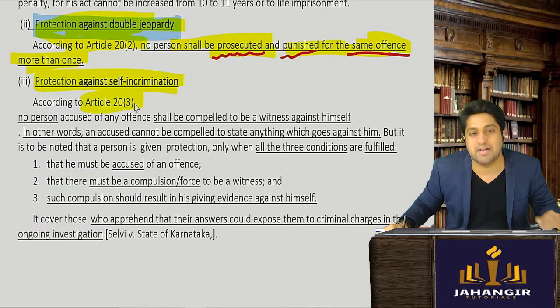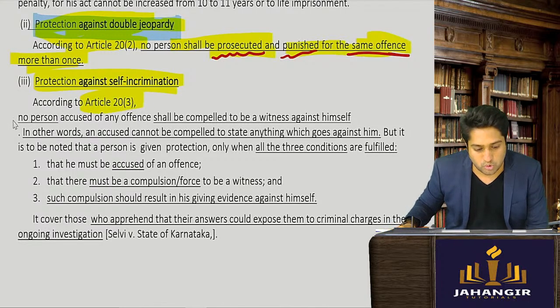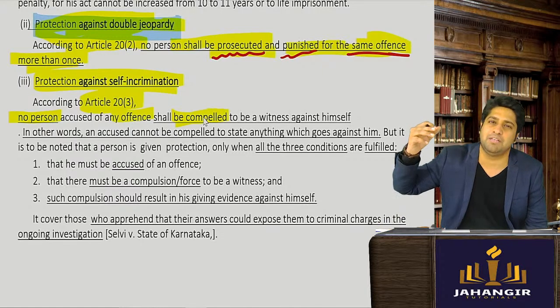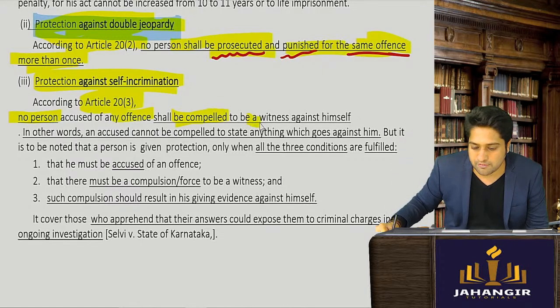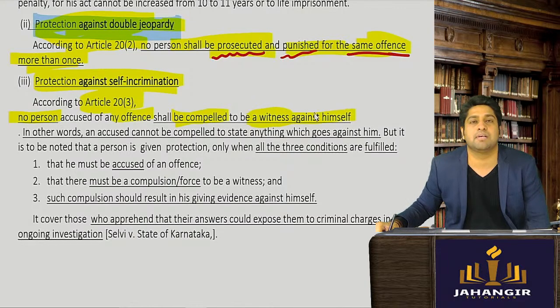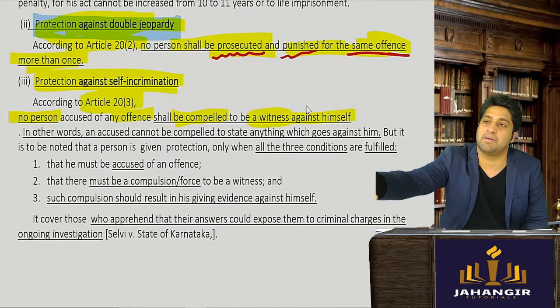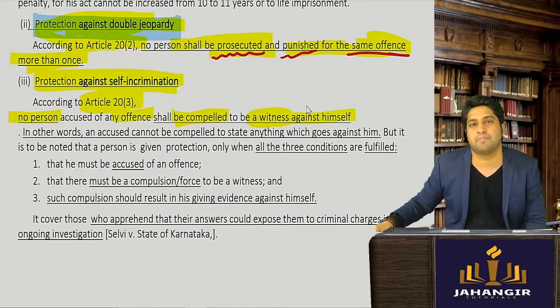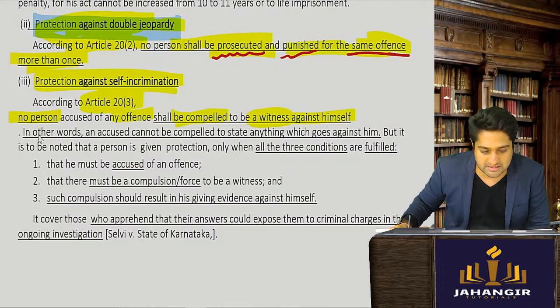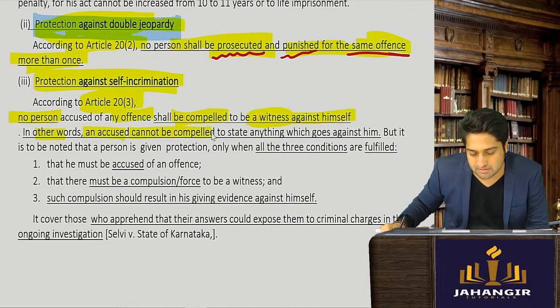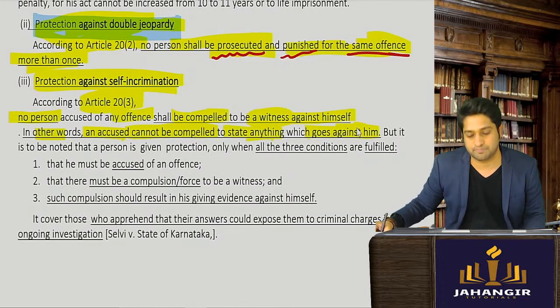According to Article 20 Subrule 3, no person accused of any offence shall be compelled, that is forced, to be a witness against himself. Witness means I am myself becoming a witness that yes, I have done the crime. In other words, an accused cannot be compelled to state anything which goes against him.